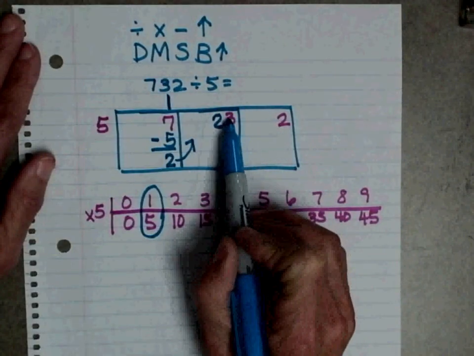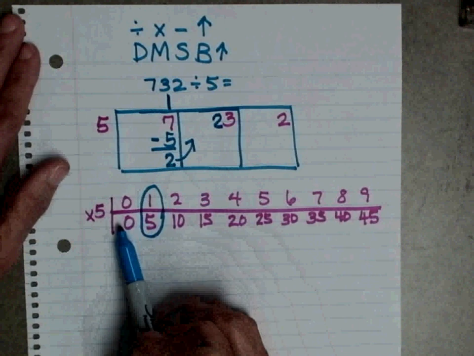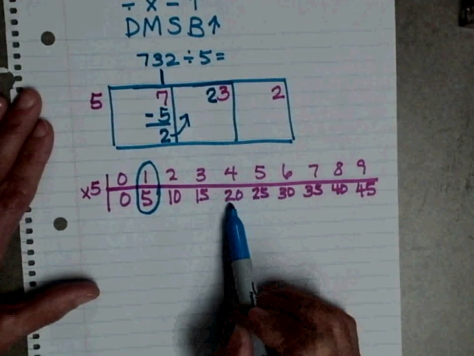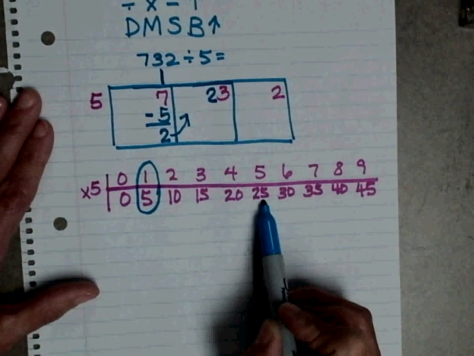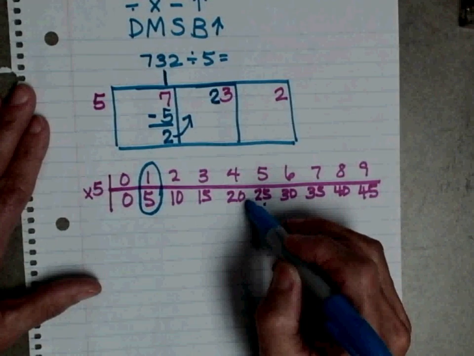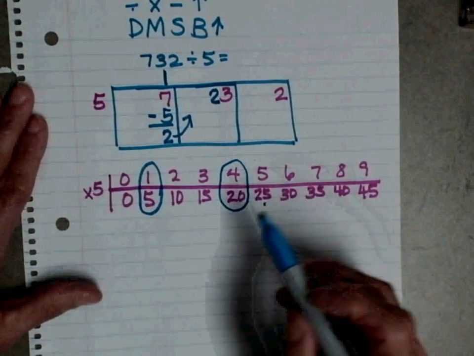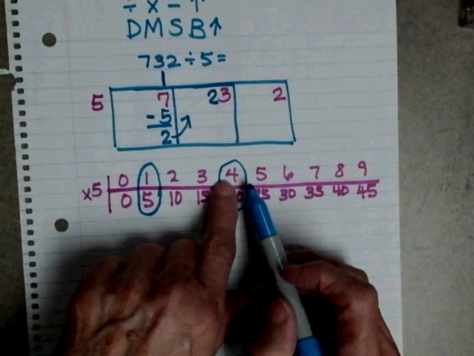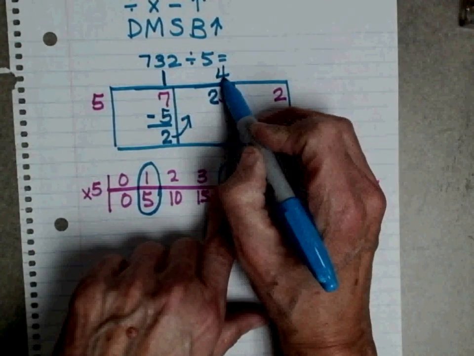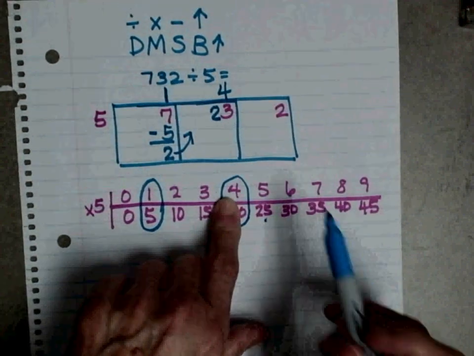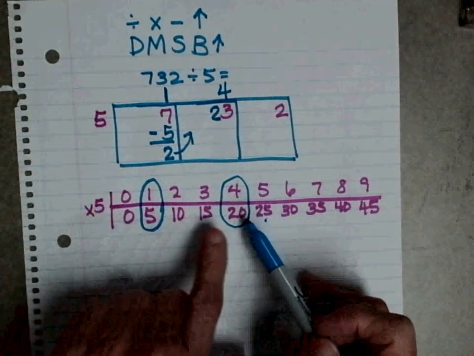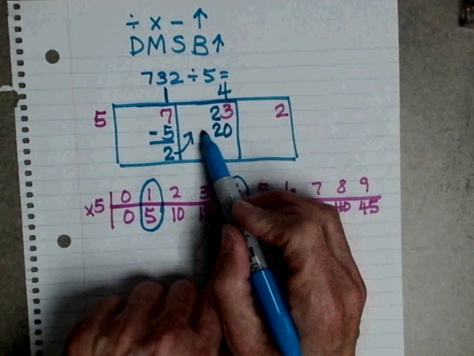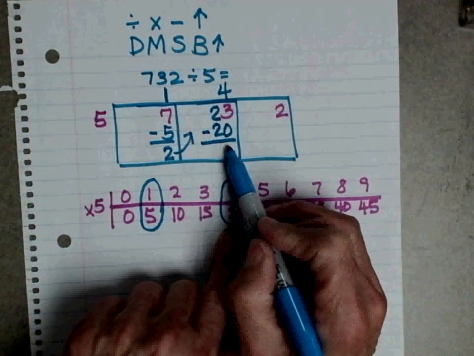Remember, the 23 is part of your dividend underneath. So we're going to look underneath the T-chart to see where 23 fits. It fits between 20 and 25, and 25 is too big. So we're going to choose 20. 20 and 4 are just right fit. So how many groups of 5 can we make? We can make 4 groups of 5. That's your division. Step 2, multiply. What is 4 groups of 5? It's right here. 4 times 5 is 20. Step 3, subtract. 23 minus 20 leaves us with 3.